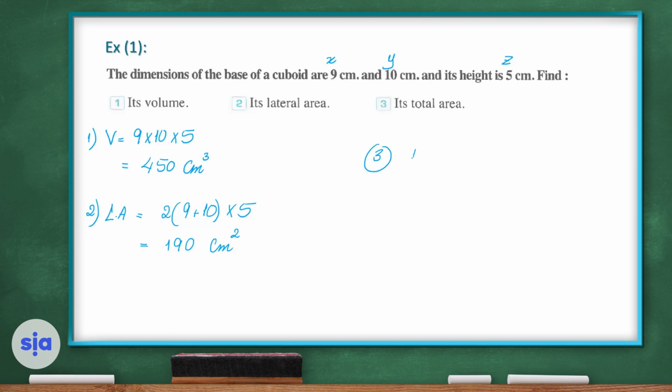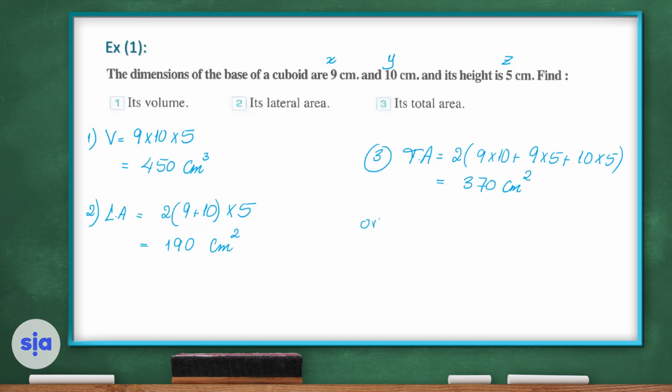For the total area, it equals the lateral area plus 2 area of base, then the total area is 2 times 9 times 10 plus 9 times 5 plus 10 times 5. If we calculate this, the total area is equal to 370 centimeters squared.